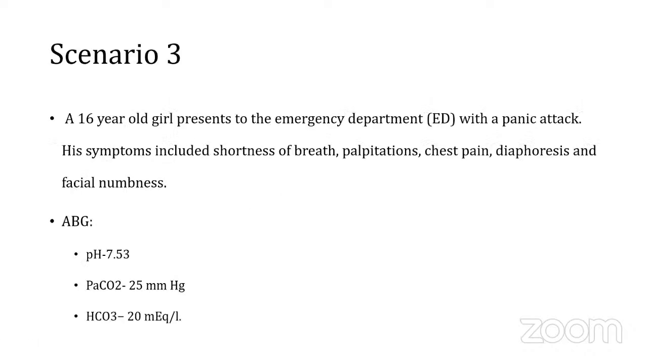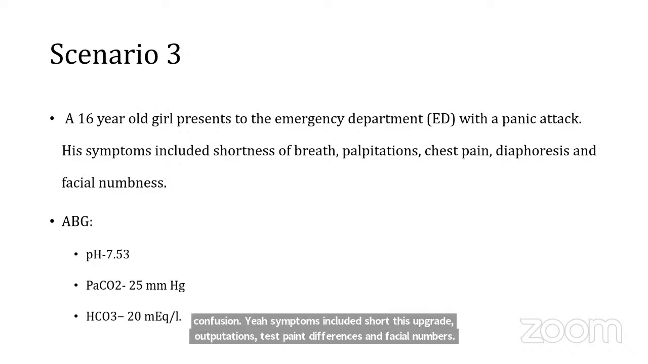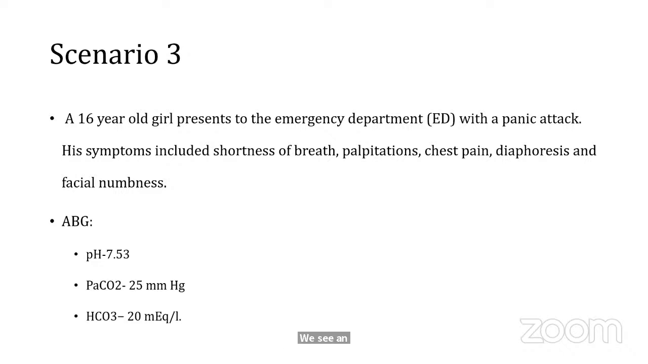Was clear. With that, we go into our third clinical scenario. A 16-year-old girl presents to the emergency department with a panic attack. We see that adolescents often present to the emergency department with panic attacks, and sorry for the gender confusion here. Her symptoms included shortness of breath, palpitations, chest pain, diaphoresis, and facial numbness. We see an ABG where we find the pH was 7.53, PCO2 was 25, and bicarb was 20.